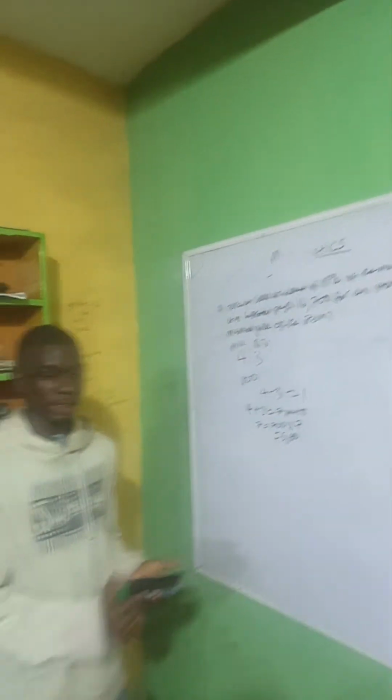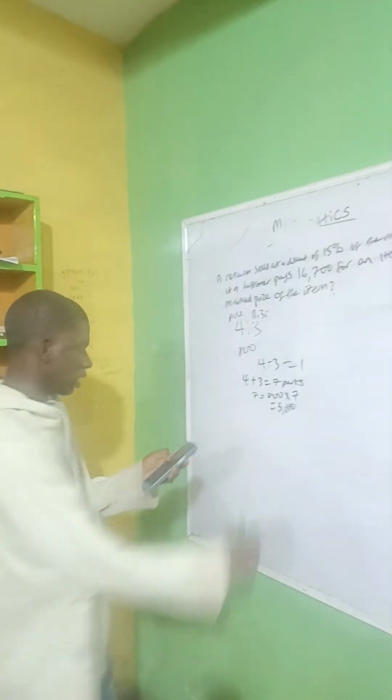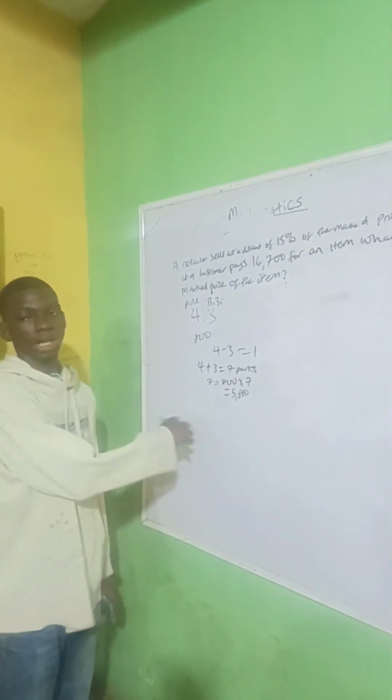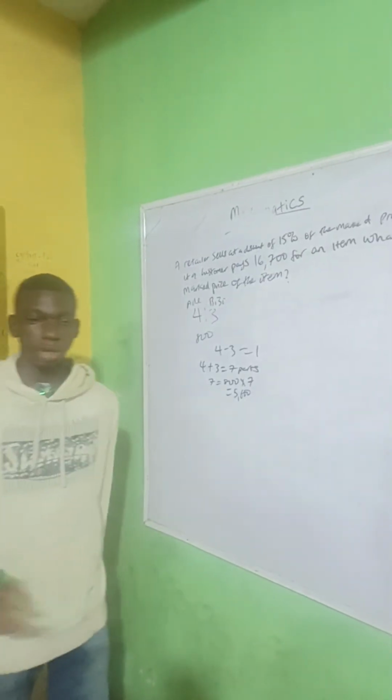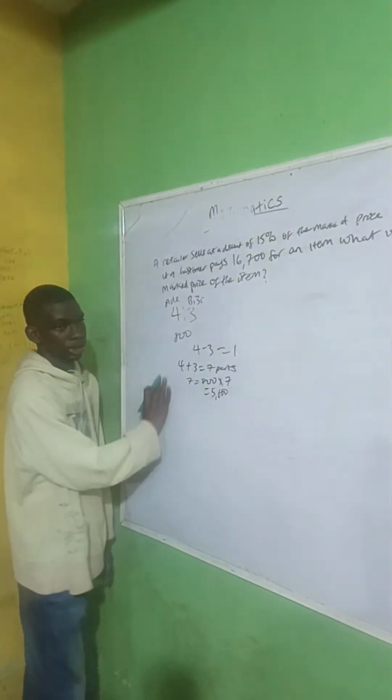The question says, if Ade and Bisi shared a certain amount in the ratio 4:3, and Ade's share is 800 naira more than Bisi's share, what is the total amount that they shared? Please, are we listening? So we have to solve it step by step.